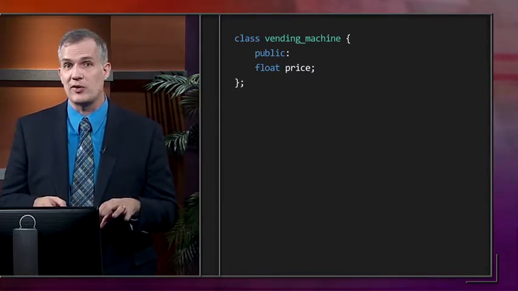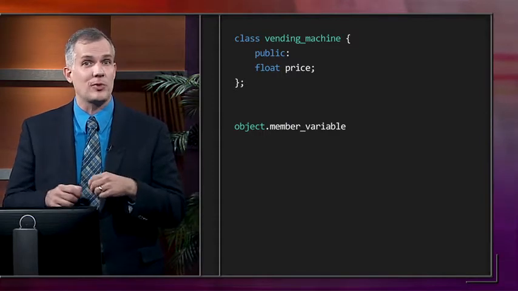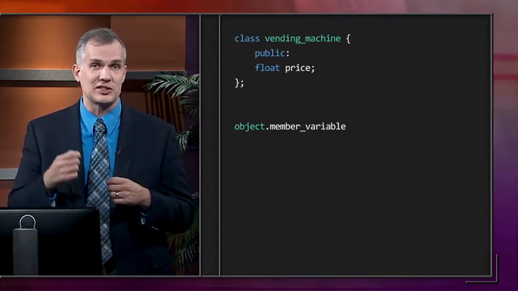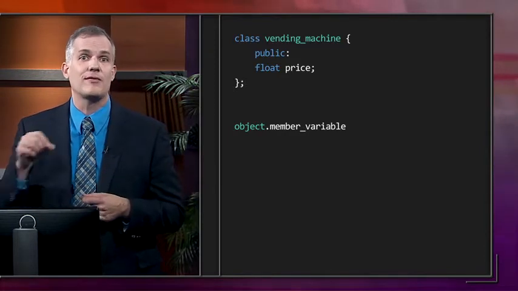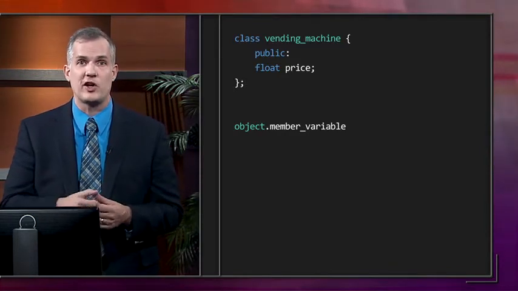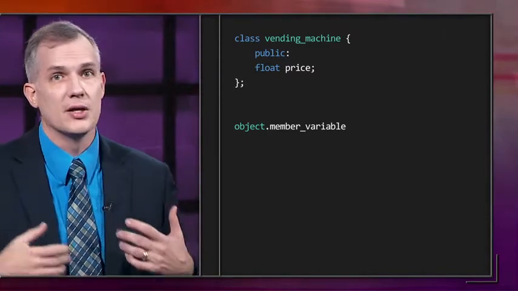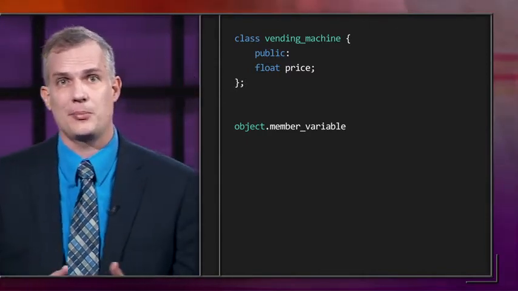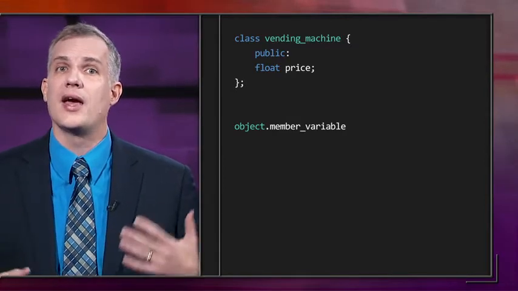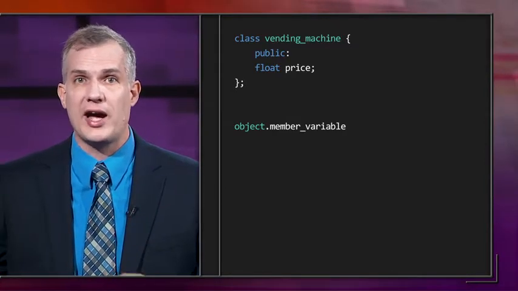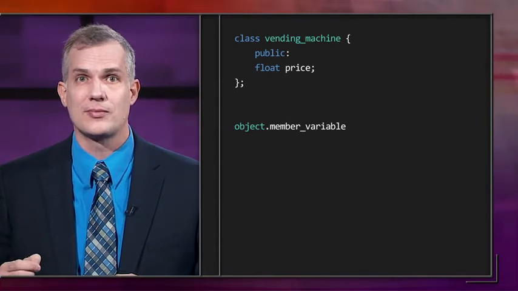To access this member variable, the attribute that's included inside of an instance of the vending machine class, we just use the object name followed by a period, followed by the variable. So, let's see a specific example. Remember, we've defined a class, VendingMachine, and the class has a member variable or attribute named price.